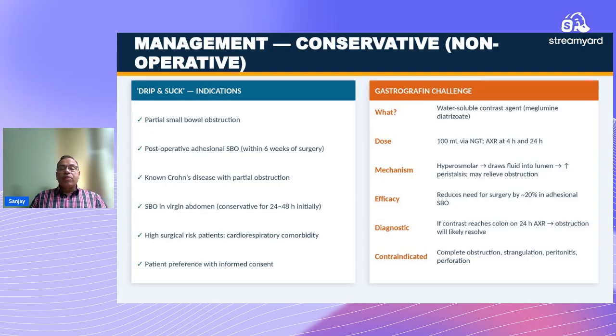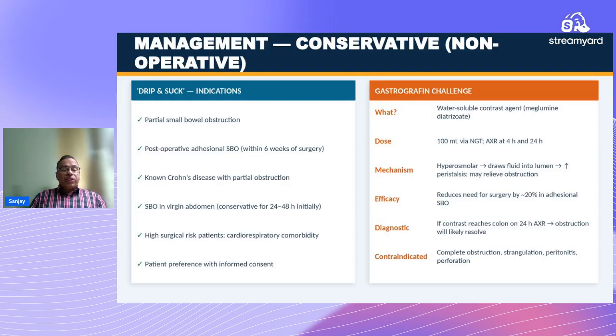The indications of conservative management are in a patient whom you suspect to be a case of partial small bowel obstruction, or a post-operative small bowel obstruction which occurs within 6 weeks of surgery, because most of the time the adhesions are fibrinous adhesions in such early cases. So you can do the drip and suck method of conservative management in such cases. Any patient with known Crohn's disease with partial obstruction can undergo conservative management.